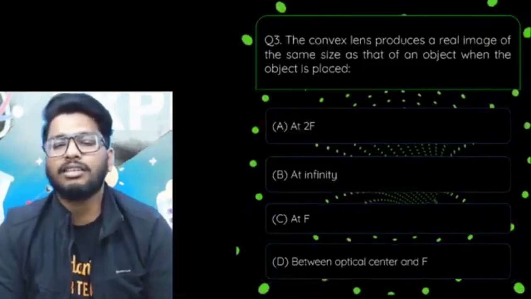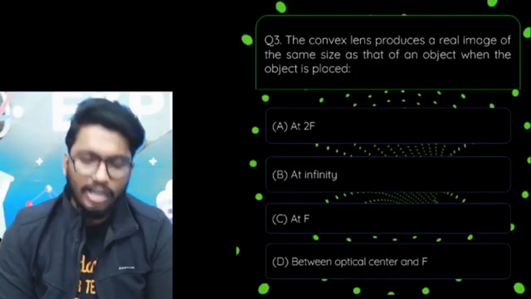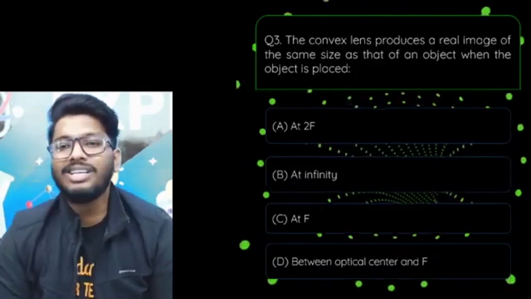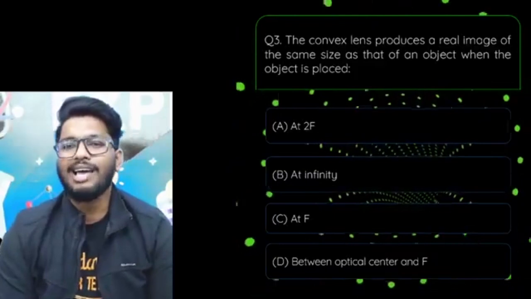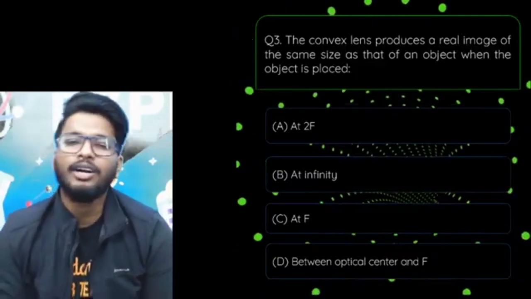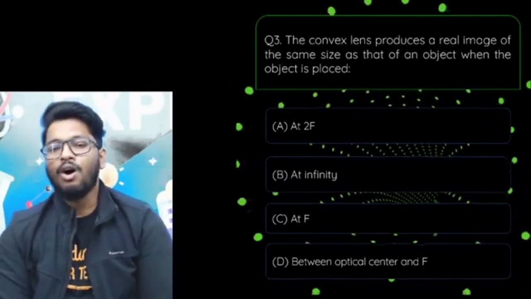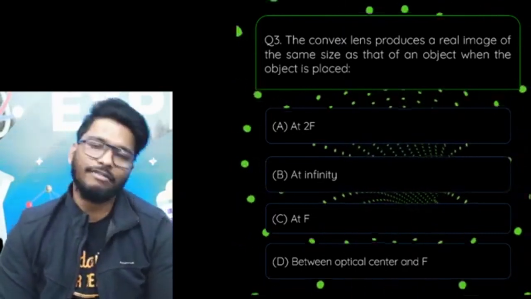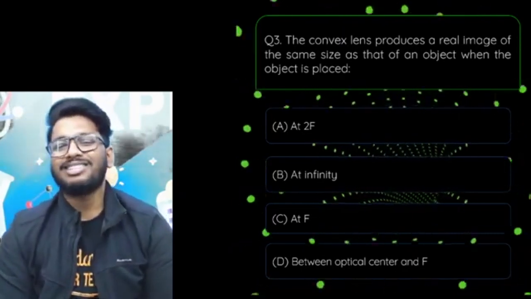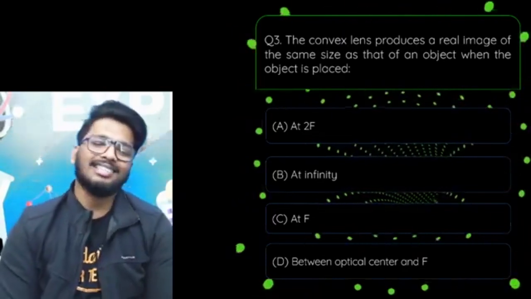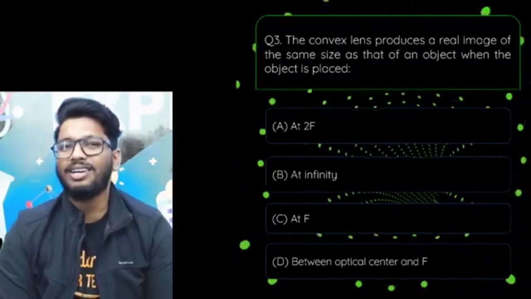Next one, people, is a quiz question. So here's another one for you people. The convex lens produces a real image of the same size as that of the object when the object is placed at 2F, at infinity, at F, or between the optical center and F. The convex lens produces a real image of the same size as the object when placed at what distance?